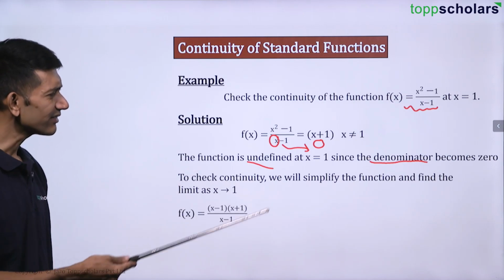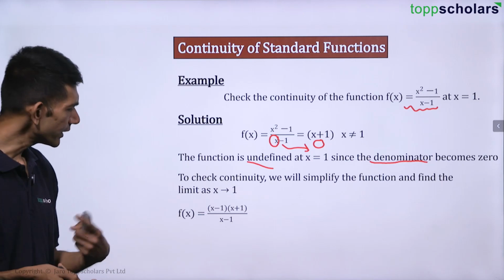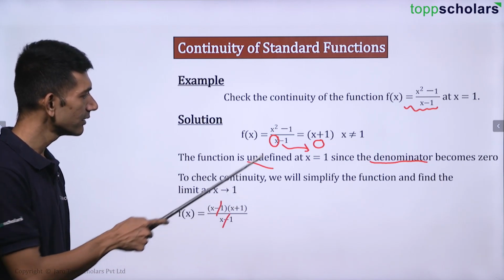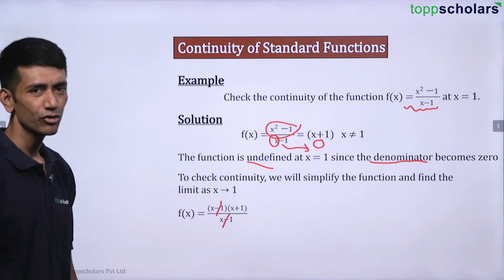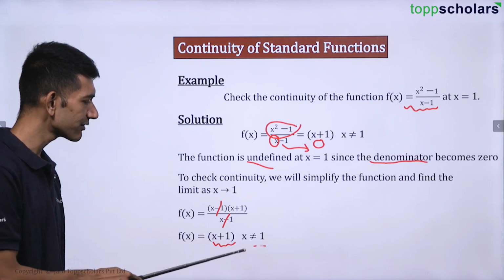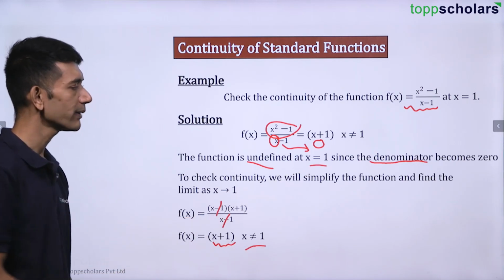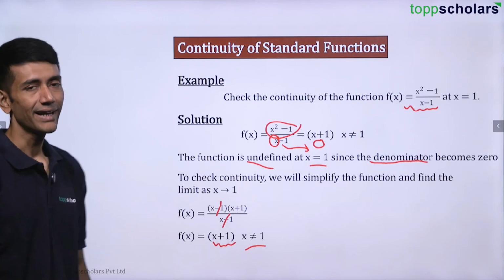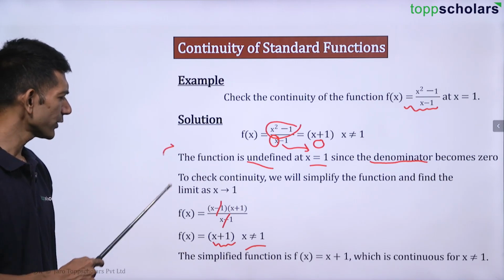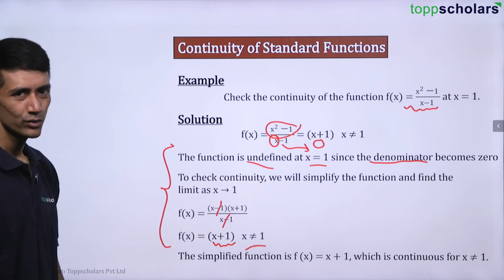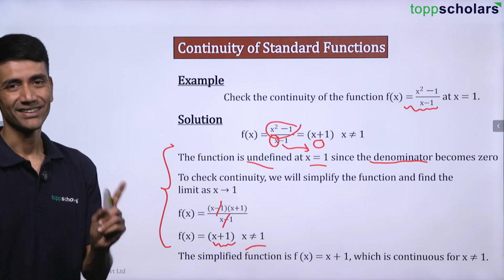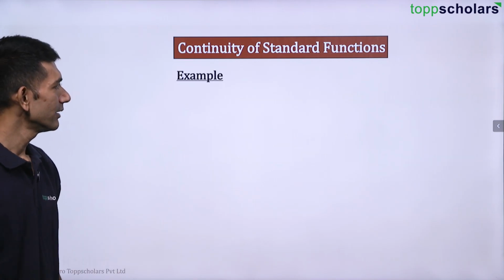We can rewrite this to remove the discontinuity. You can rewrite this as (x minus 1) into (x plus 1) by (x minus 1). This gets cancelled because x square minus 1 is like your a square minus b square. And then you get x plus 1 where x is not equal to 1, right? x should not be equal to 1, of course, because in that case the denominator becomes 0. So no need to give the entire briefing. We already know that this function is discontinuous because the denominator becomes 0. That's it. Okay.